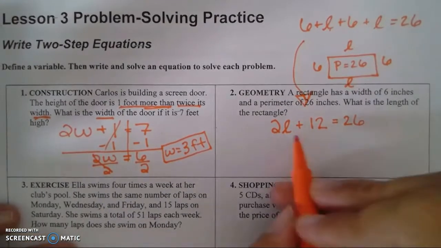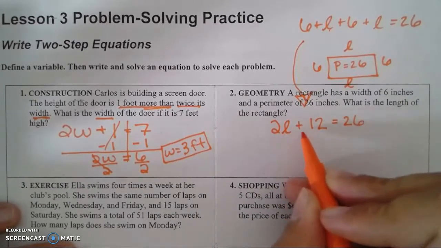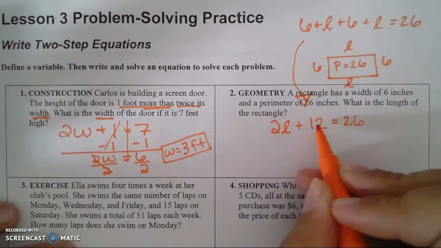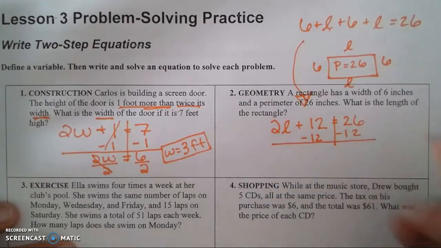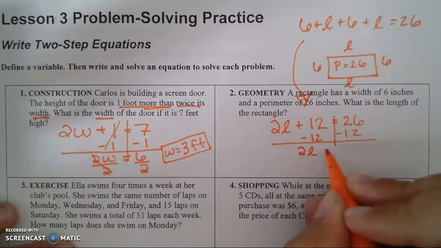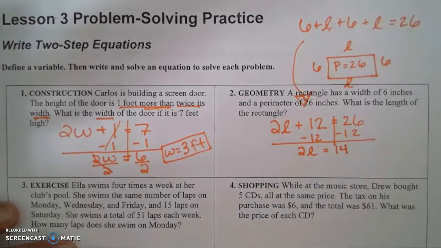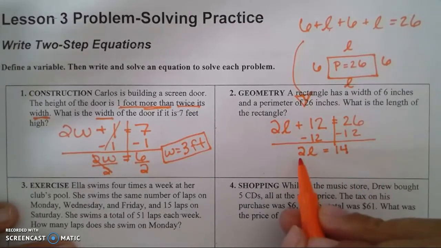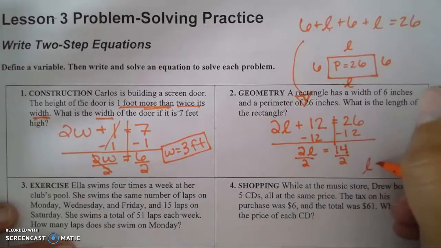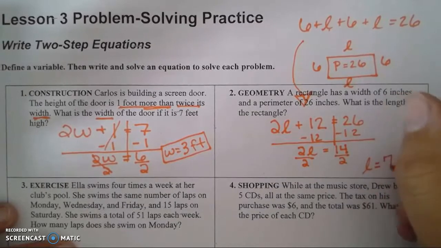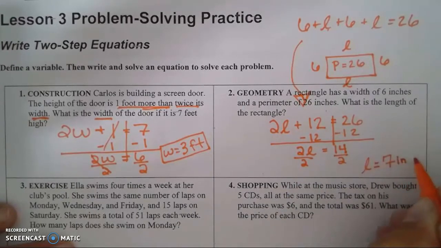All right, so two-step equation. We want to isolate the L, so all of these other numbers need to go over to the other side. Always start with whatever's adding or subtracting. So since this is adding 12, the opposite of adding is to subtract it. We're left with 2L equals 26 minus 12 is 14. Last step is to divide by 2 on both sides. And 14 divided by 2 is 7. And we're talking about inches here, so it's going to be 7 inches.